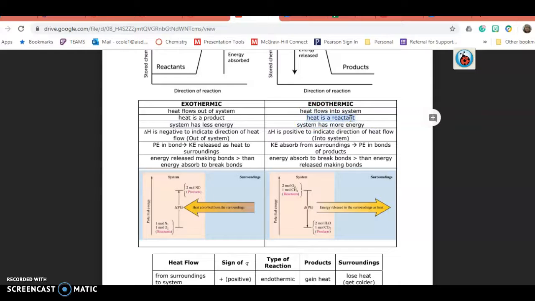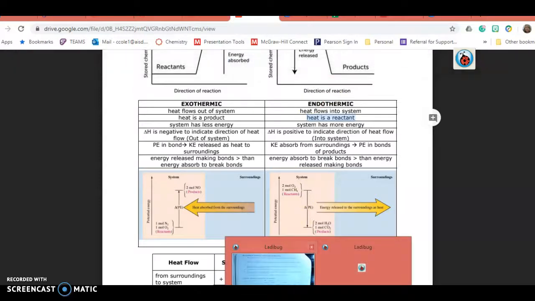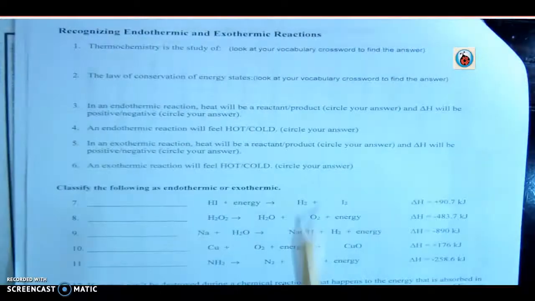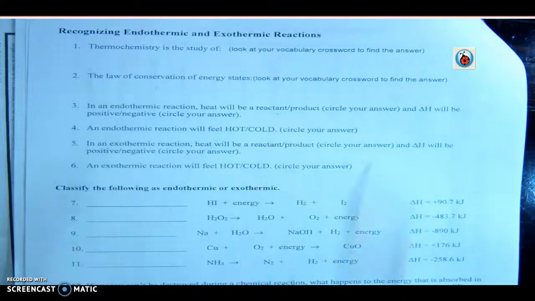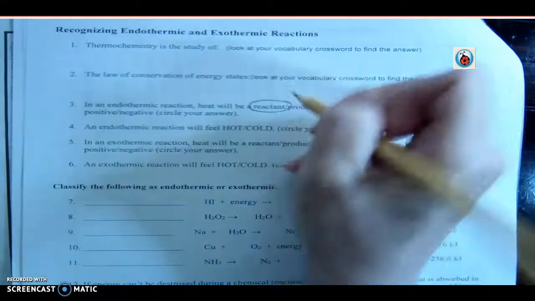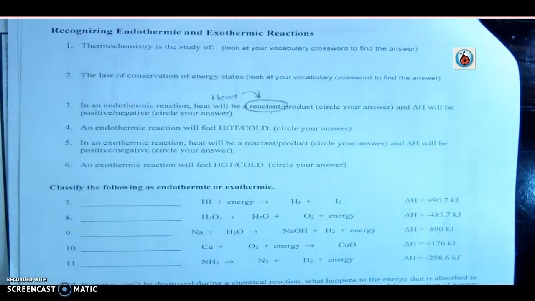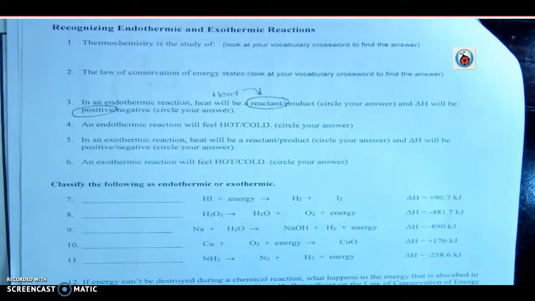Okay, and then we'll look at some reactions for that. So in an endothermic reaction, let's go back to our worksheet here. Ooh, there's weird lighting on that. Okay. So right here, number 3, in an endothermic reaction, heat is going to be on the reactant side. Why? Because heat is going into the system. So that's on the reactant side. Okay, and delta H will be positive. All right, and we're going to skip number 4. We'll look at that here in a minute.